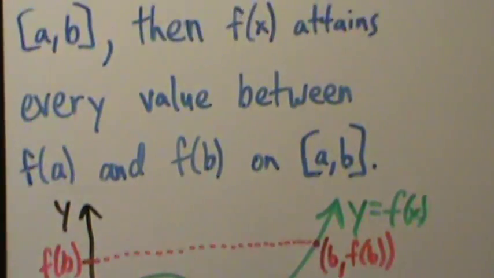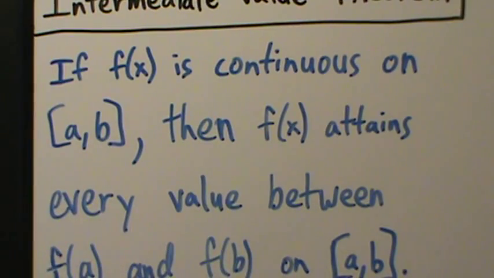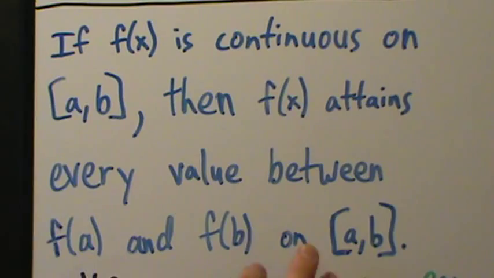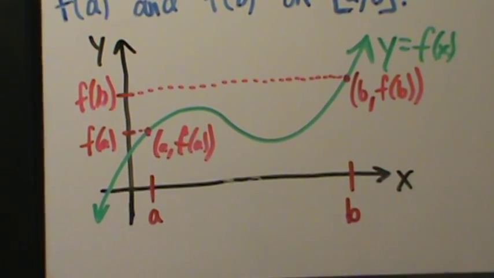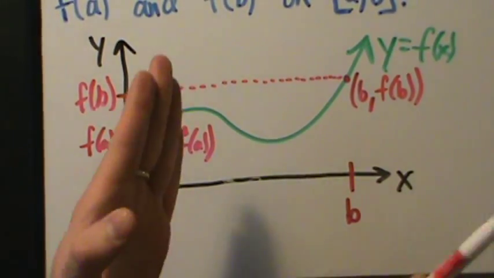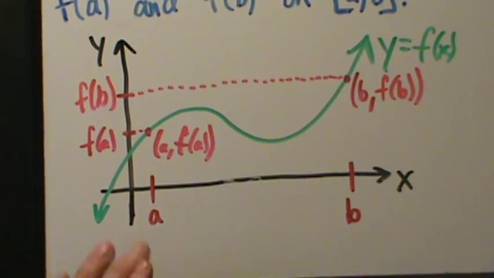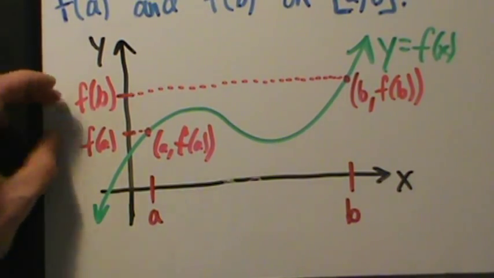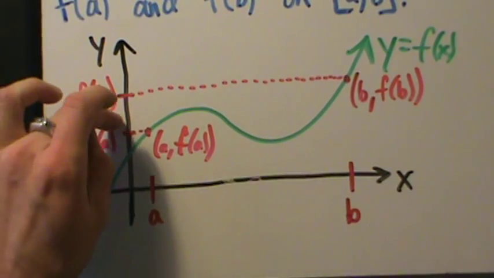So since we have this continuity on this interval, the intermediate value theorem tells us that f of x will attain every value between f of a and f of b on this interval from a to b. So in other words, if you give me any number between f of a and f of b, I'm going to give you back a number between a and b such that f of my number equals your number. You give me some value between f of a and f of b, I'm going to give you a c between a and b such that f of c equals that value that you're looking for.